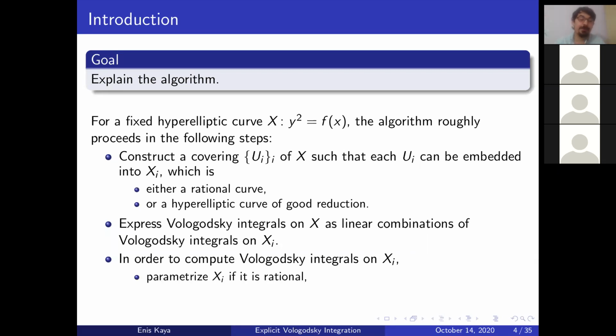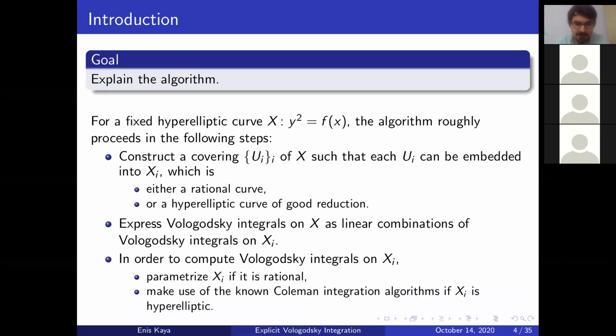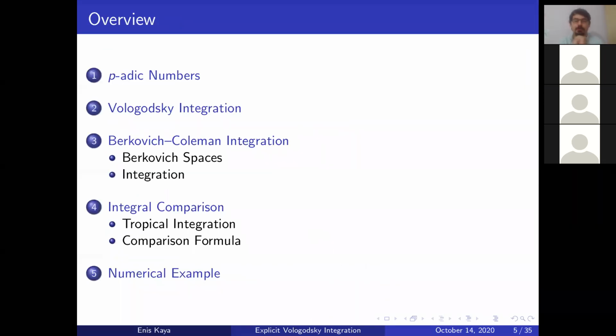In order to compute Vologodsky integrals on X_i, since there are two types of these curves, we will parameterize X_i if it is rational. In this case, the forms will be represented by a parameter, so integration will be easy. Otherwise, since in the good reduction case Coleman integrals and Vologodsky integrals are the same, we will just make use of the known Coleman integration algorithms if X_i is a hyperelliptic curve of good reduction. So this is the idea, and in this talk, I'll try to explain these steps in detail. This is the overview.